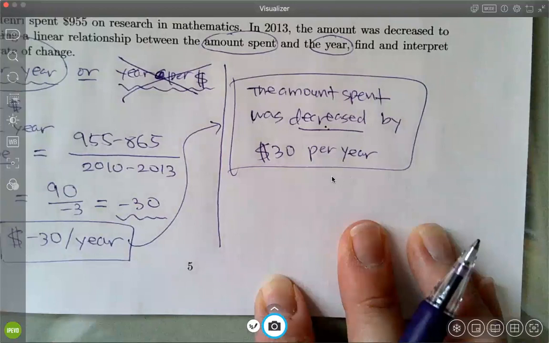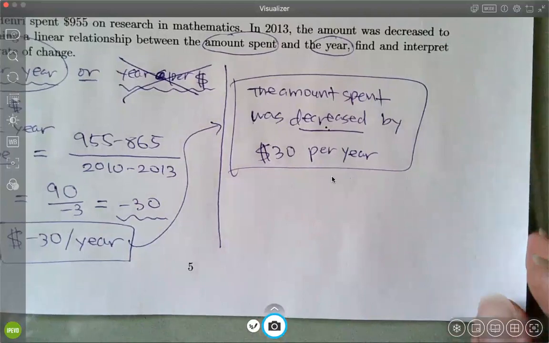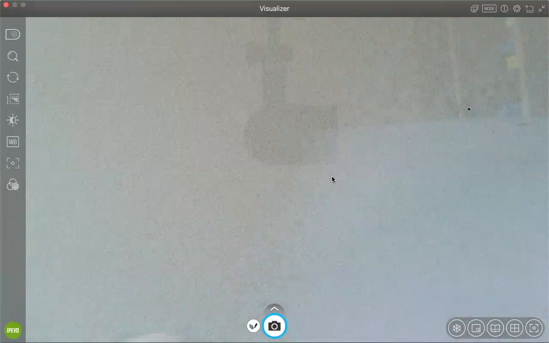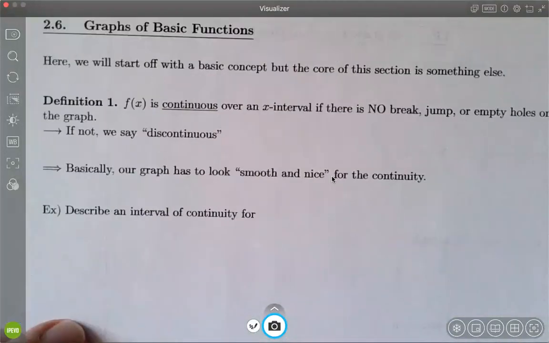Okay, any questions over these problems? That's the end of 2.4. And now let me briefly start 2.6. Obviously we cannot finish it.